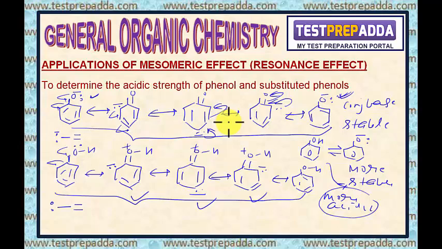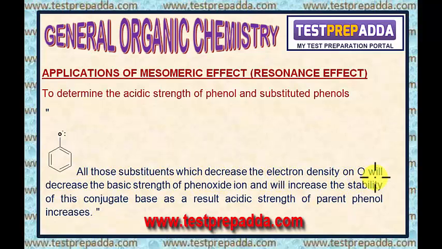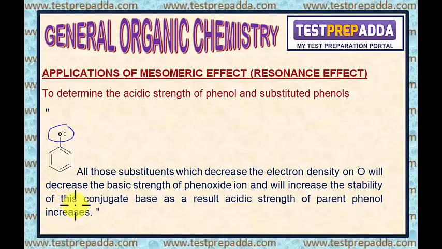Okay, now I will talk about the substituted phenol. Here I have written all those substituents which decrease the electron density on oxygen. This is the oxygen. This will decrease the basic strength of phenoxide ion and will increase the stability of this conjugate base. As a result, the acidic strength of parent phenol increases.